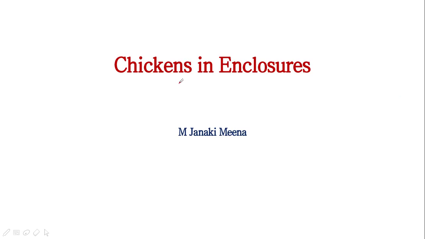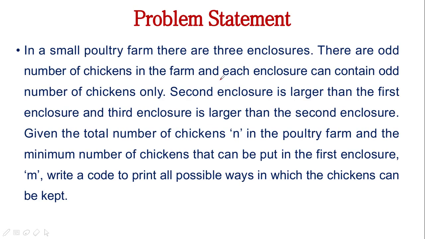In this video we are going to talk about the solution for the chicken and enclosure problem. As per the problem statement, there is a poultry farm and there are 3 enclosures, and there is an odd number of chicken in the farm, and each enclosure can contain only an odd number of chicken.